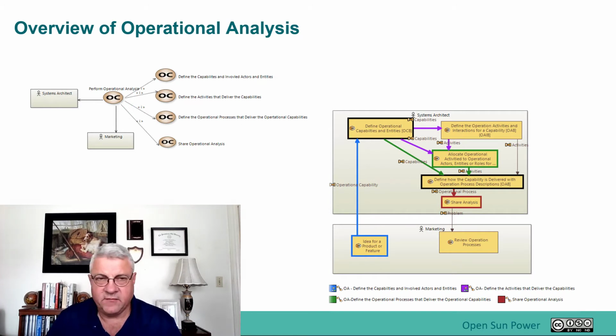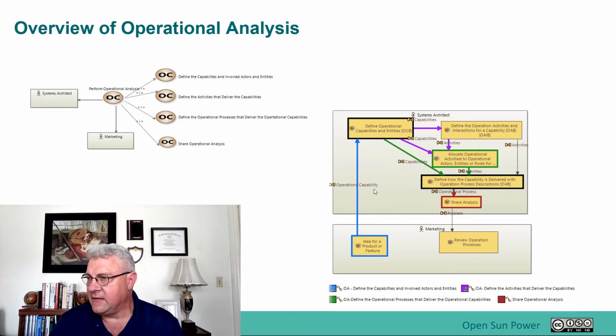We're going to go through some different capabilities. We're going to define the capabilities involved in the process, define capabilities in the involved actors and entities, define the activities that deliver the capabilities, and define the operational processes that deliver the operational capabilities. And then eventually we're going to share the key parts of the results of what we've done.